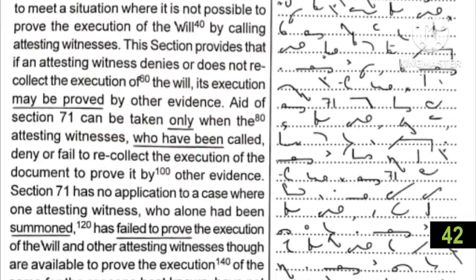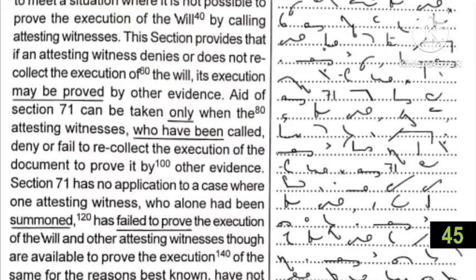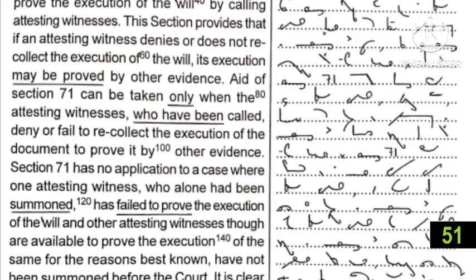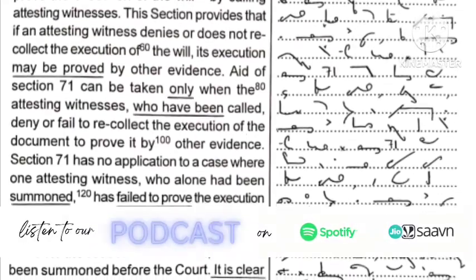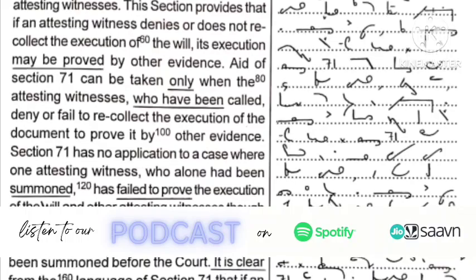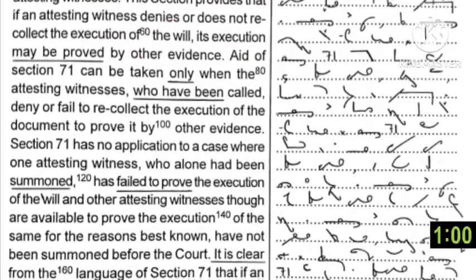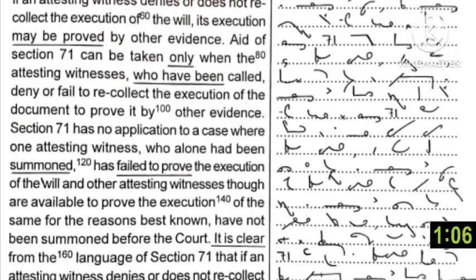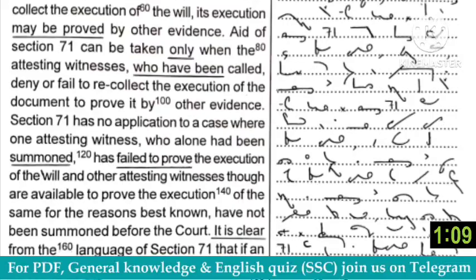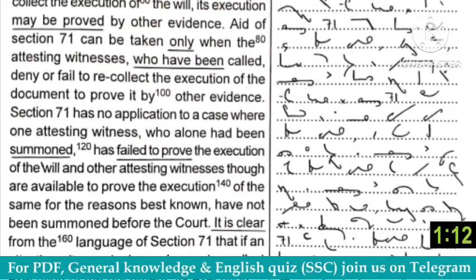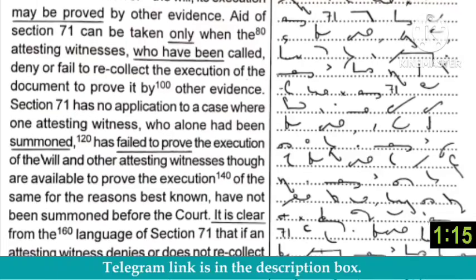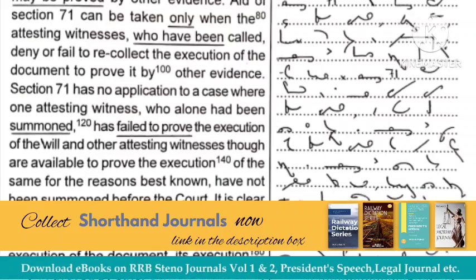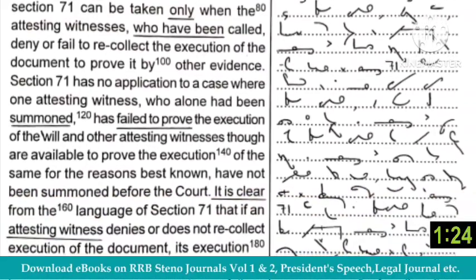Recourse to Section 71 can be taken only when the attesting witnesses who have been called deny or fail to recollect the execution of the document, to prove it by other evidence. Section 71 has no application to a case where one attesting witness who alone had been summoned has failed to prove the execution of the will, and other attesting witnesses, though available to prove the execution of the same, for reasons best known, have not been summoned before the court.